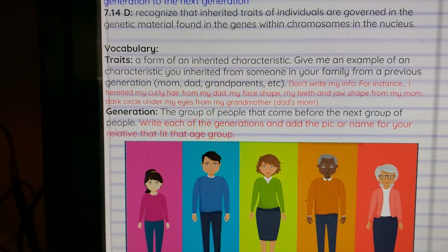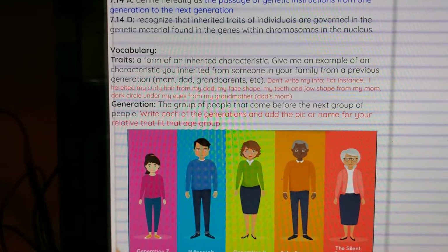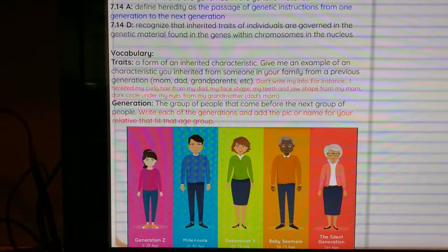It says the group of people that came or come before the next group of people. So the generation before me were my parents. The generation before you are your parents as well. And we now name these generations, right?